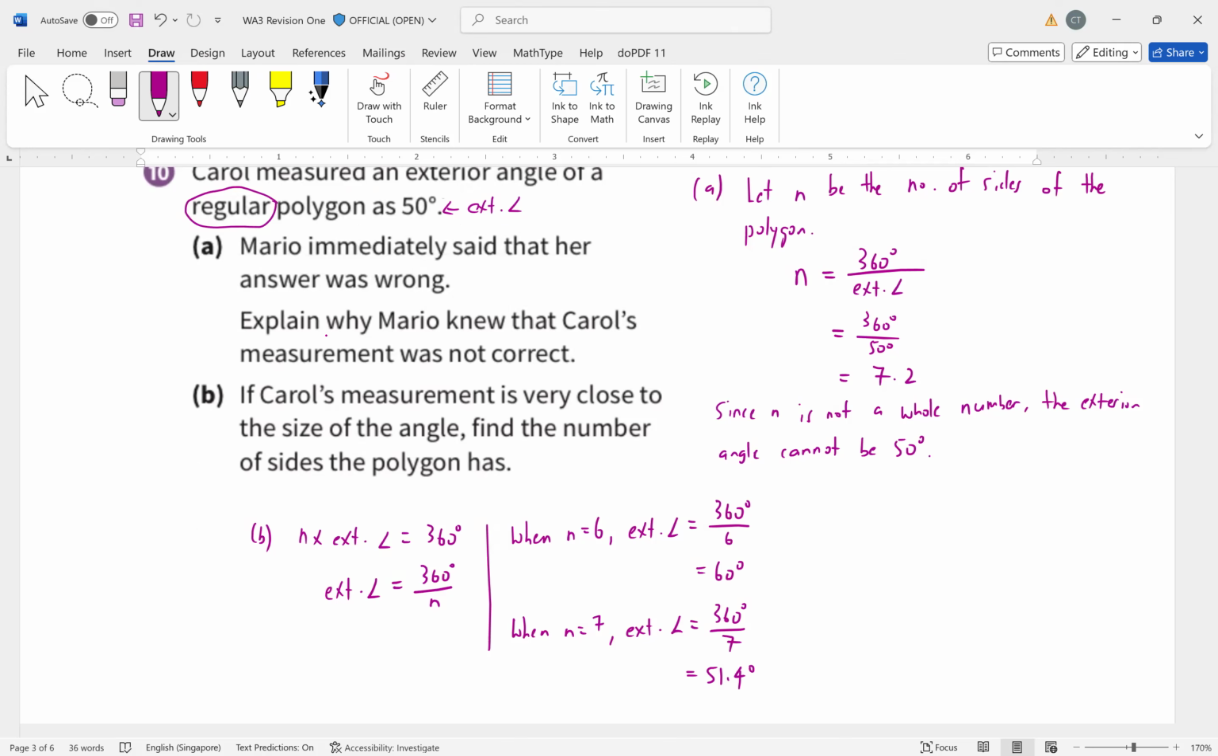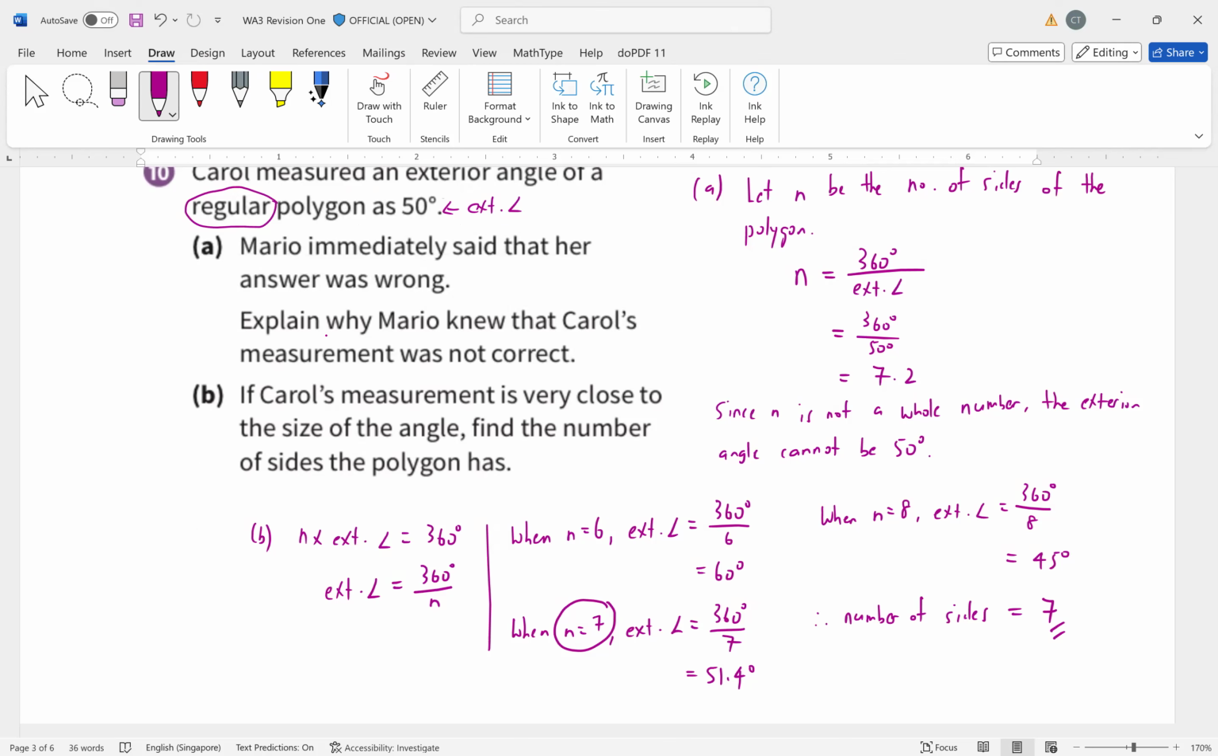So why not try maybe 8? Okay, so when n equals to 8, exterior angle equals to 360 divided by 8. So that will be 45. But this is further away from 50 than 51.4. So we can conclude that the number of sides the polygon has should be 7. Okay, because 51.4 is the closest to 50 already. All right. So therefore, number of sides equals to 7. All right. So that's how you get the answer for this question.